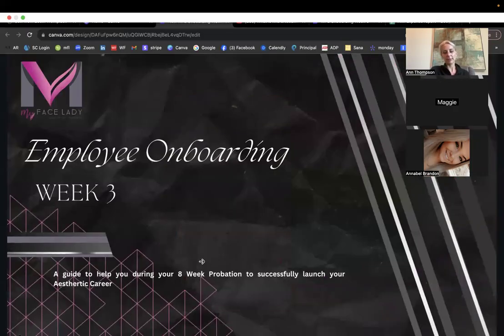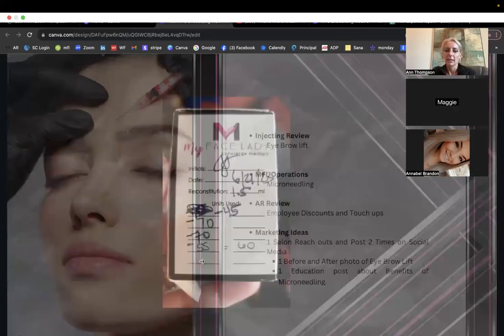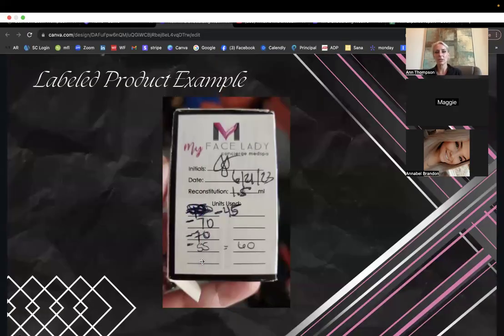So week 3. Let's go over the very first thing that we're going to talk about, which is how to label products. Whenever you get product from Stephanie, it will come just like this, or if you get it from another injector, it will have our label on it. Your responsibility as the injector, if it's a brand new bottle, is to put your initials on there, the date that it's reconstituted, and how much you reconstitute it with.